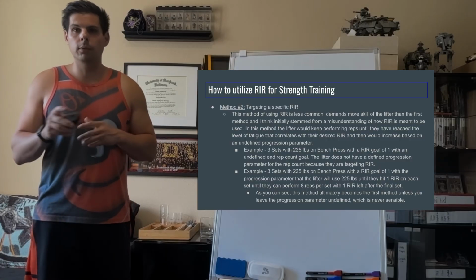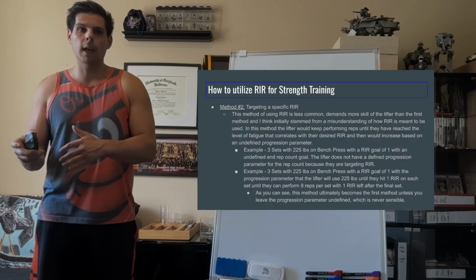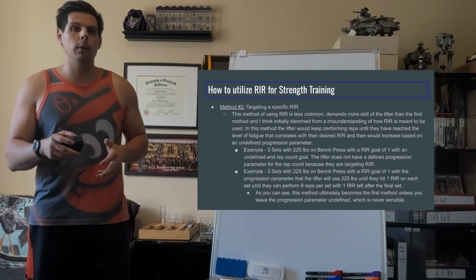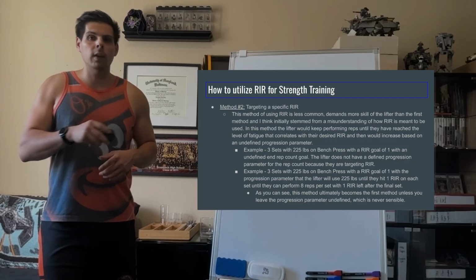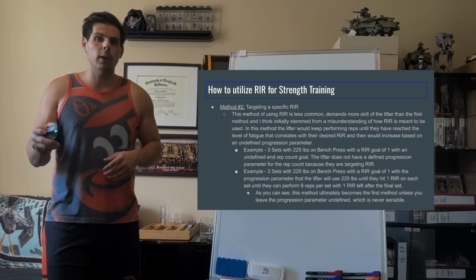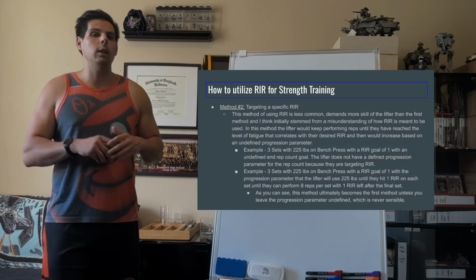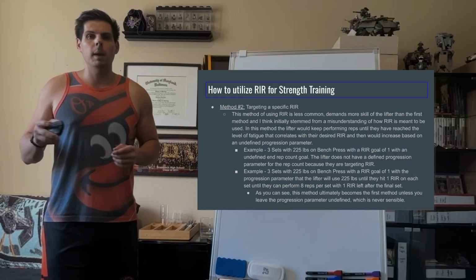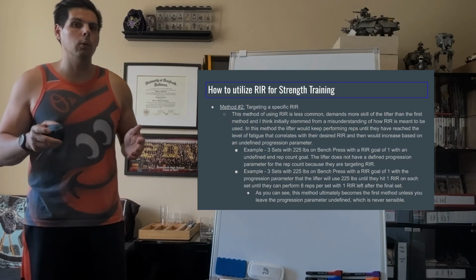There's no defined rep goal here. They're just going until they have achieved that intensity. Now, if we expand on this example a little bit of the 3 sets with 225, let's say they do get to 10 reps, and at 10 reps they have 1 RIR. At a certain point, they're going to say, well, I need to increase the weight, I need to have a rep goal or something.